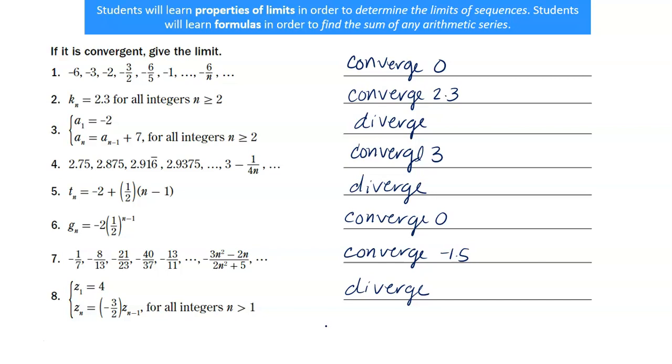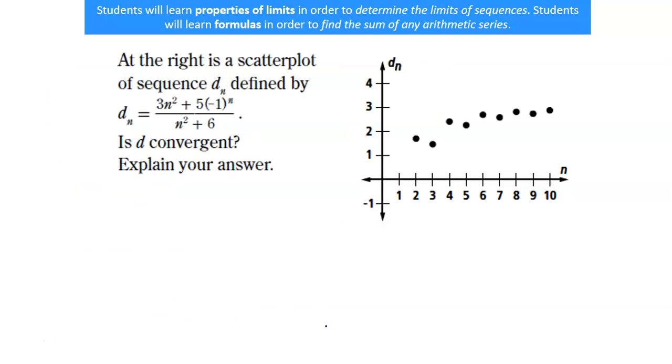So the next question is, what about these limits like here? So we have 3n squared plus 5 times negative 1 to the n divided by n squared plus 6. And they gave us a graph here. So as you look at this graph, what do you notice is happening to the numbers? What are they approaching? Or are they approaching anything?